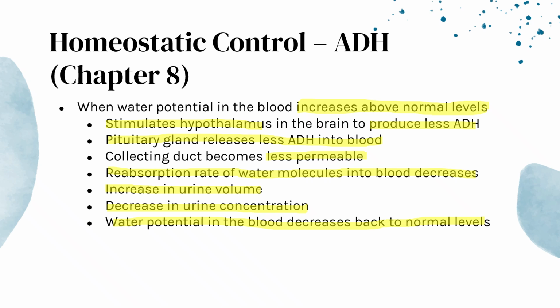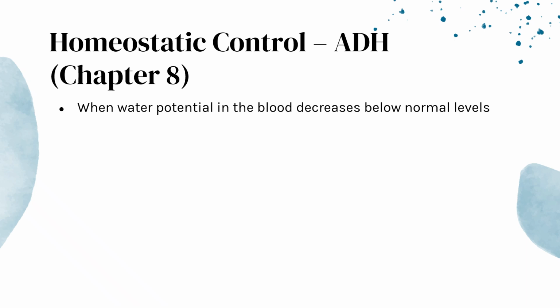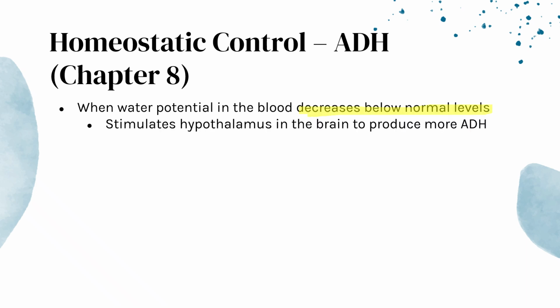If you learn how to write this, then you will know how to write the opposite. But since I'm talking about this in the video, I will go through the opposite as well. What happens when water potential decreases below normal levels? It's the same thing. The hypothalamus will still be stimulated, but this time it will produce more ADH, and so the pituitary gland will release more ADH into the blood.